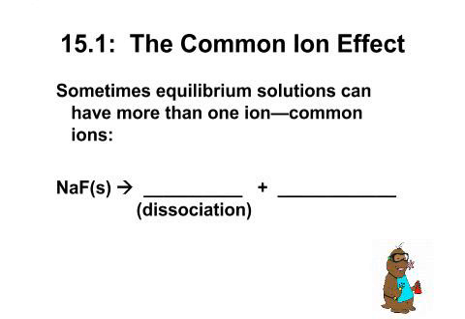Hey, common ion. What do you think common means? Common means it's the same. Sometimes in equilibrium solutions, they have more than one source of an ion, and that ion is called the common ion. For example, when you take sodium fluoride and dissociate it, it dissociates into Na+. Why do you need a positive? It's a dissociated ion, so it has to have a charge to be an ion. You must have that charge.